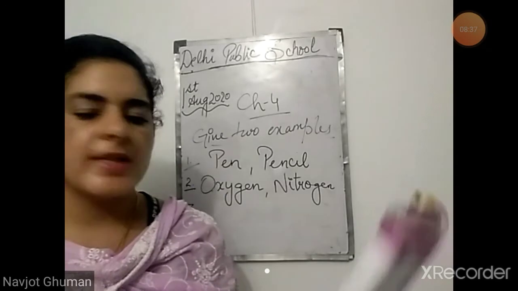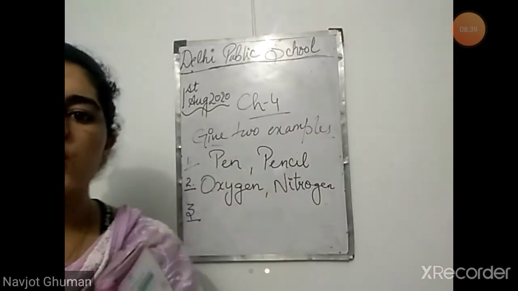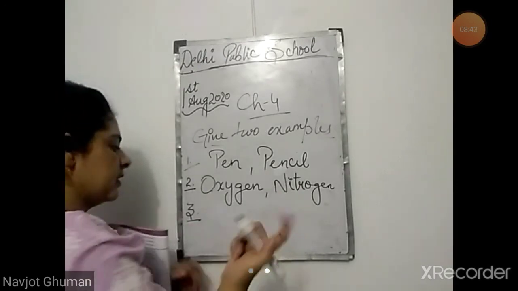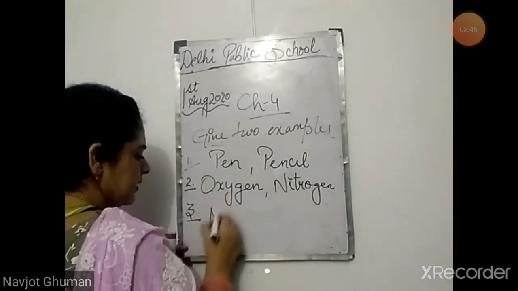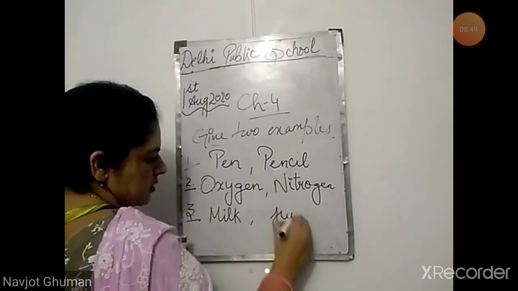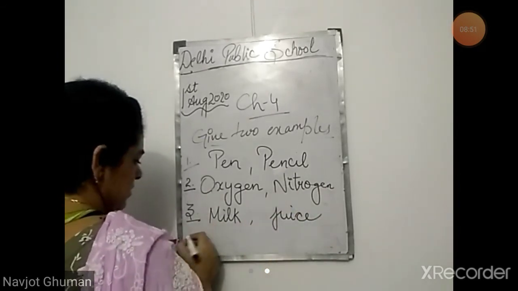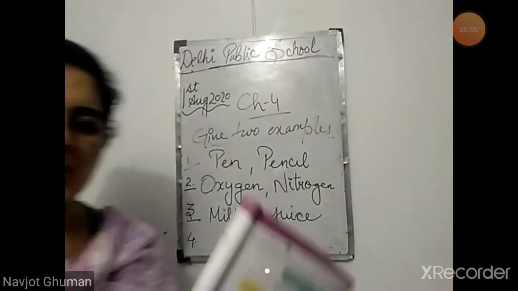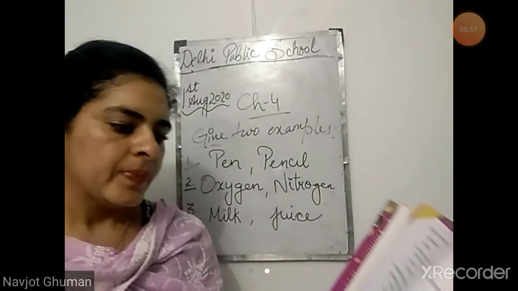Next, fluids. Write two examples of fluids that flow from one place to another, that flow in containers. Any fluid? Milk, juice, ink. You can write any. You can write from yourself also.